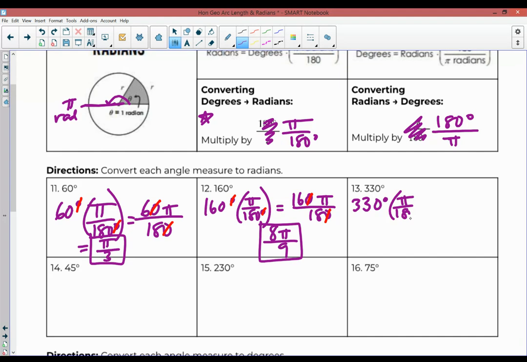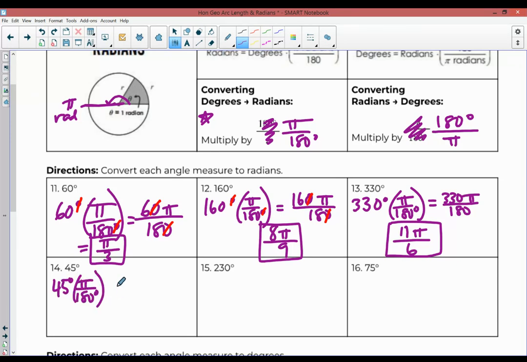330 times pi over 180 equals 330 pi over 180. I'll just reduce that fraction. And that's 11 pi over 6. I'm leaving it just like that, an improper fraction with pi in the numerator. Same thing, 45 times pi over 180. Reduce those fractions. I know that this is pi over 4.